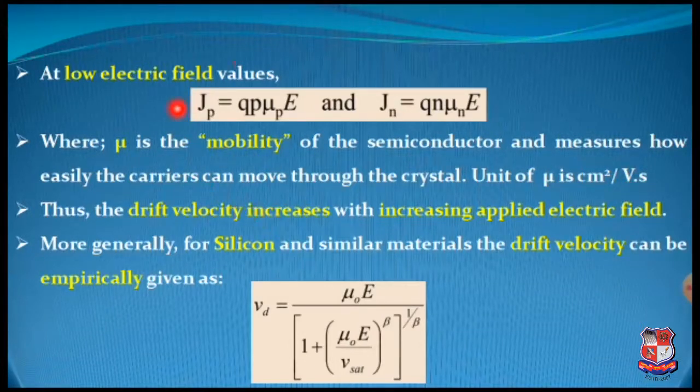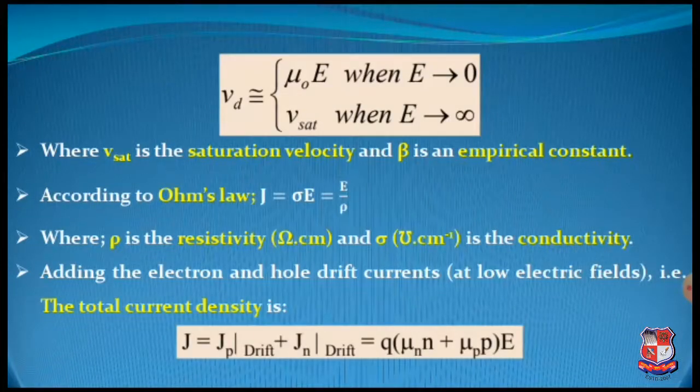Thus, from these two equations, we can say that the drift velocity increases with the increasing applied electric field because Vd is equal to mu into E. More generally, for silicon and similar materials, the drift velocity can be empirically given as Vd is equal to mu 0 E upon [1 plus (mu 0 E upon V saturated) raised to beta] raised to 1 upon beta, which tends to the equation when there is no electric field applied.